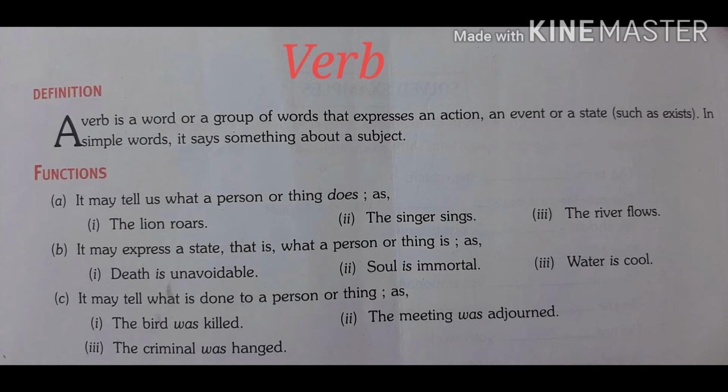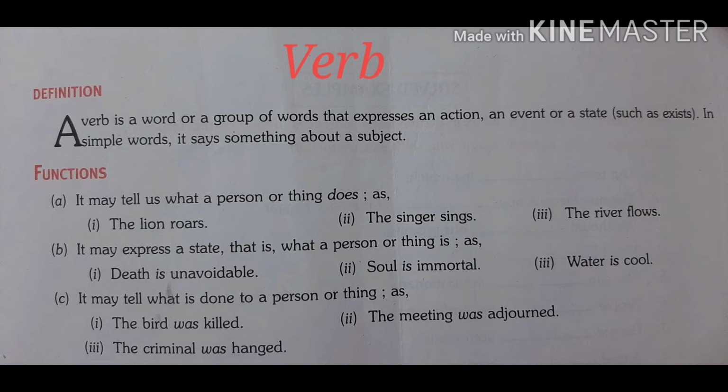A verb may express a state, that is, what a person or thing is. For example, death is unavoidable. What is that? Unavoidable. In this sentence, it tells us about a state. Soul is immortal. Third is water is cool. Some more examples of state are: he is a player. That is state. What he is? He is a player. My father is a doctor. These are some examples of the verb in which we are telling the state.